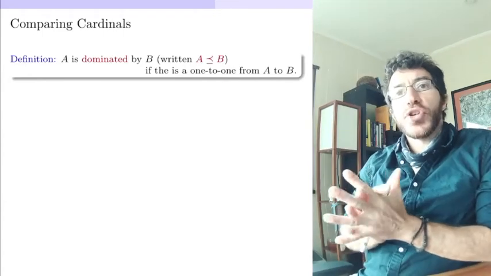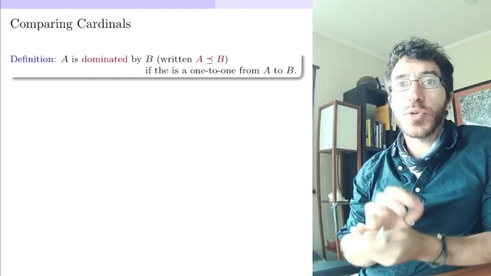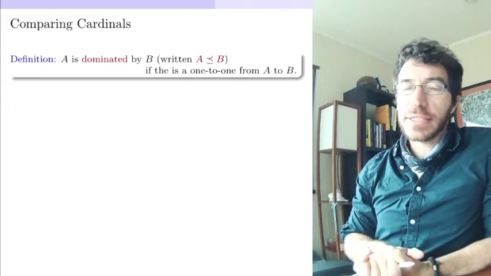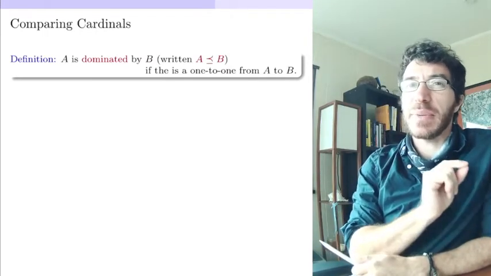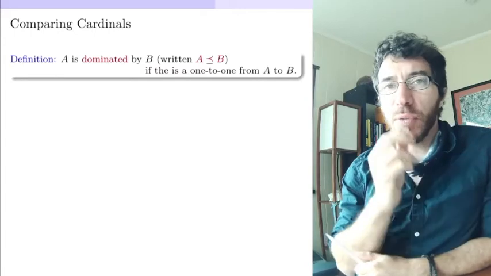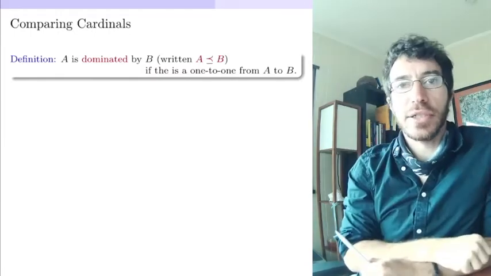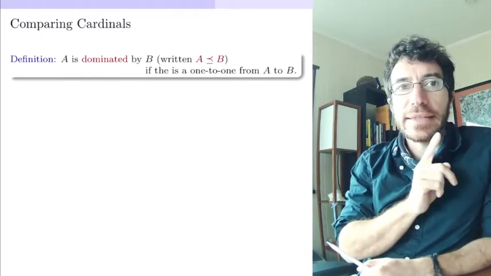Welcome everybody. So last week we saw how to compare cardinals, how to say when two sets have the same size. But we only defined how to tell when two sets have the same size. Now we want to talk about when we can say that one set is larger than another in terms of size. Okay, so the definition we're going to use is this one right here.